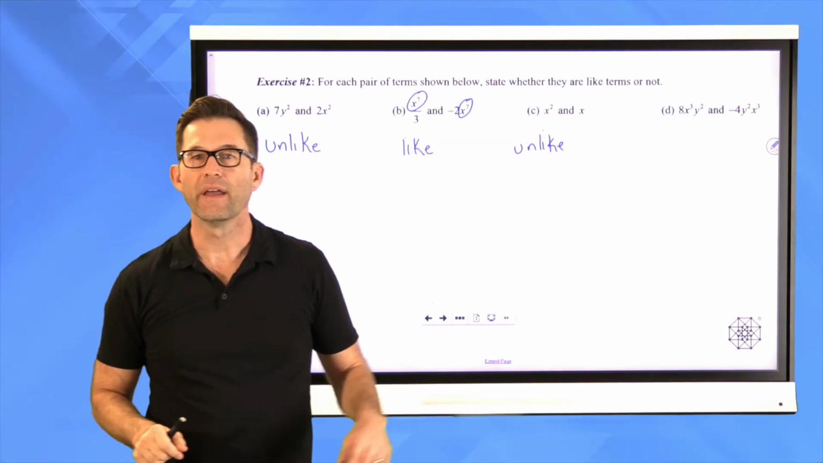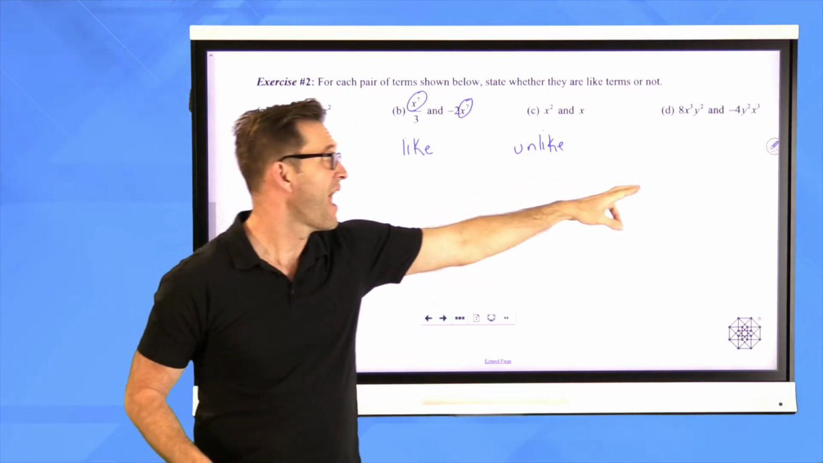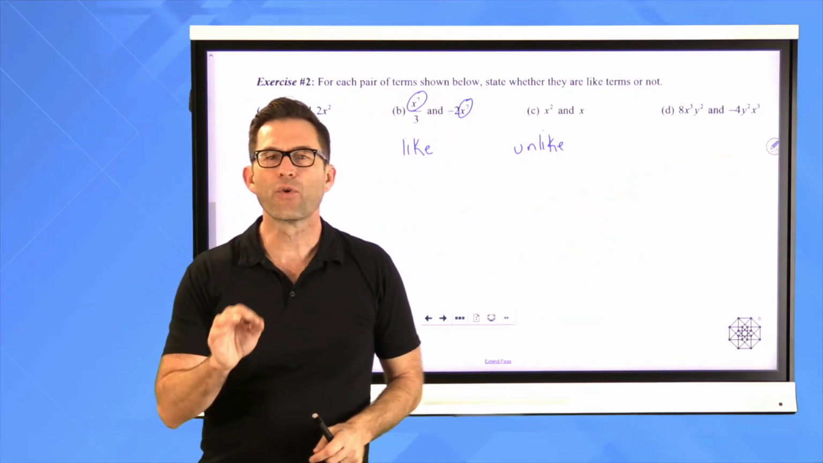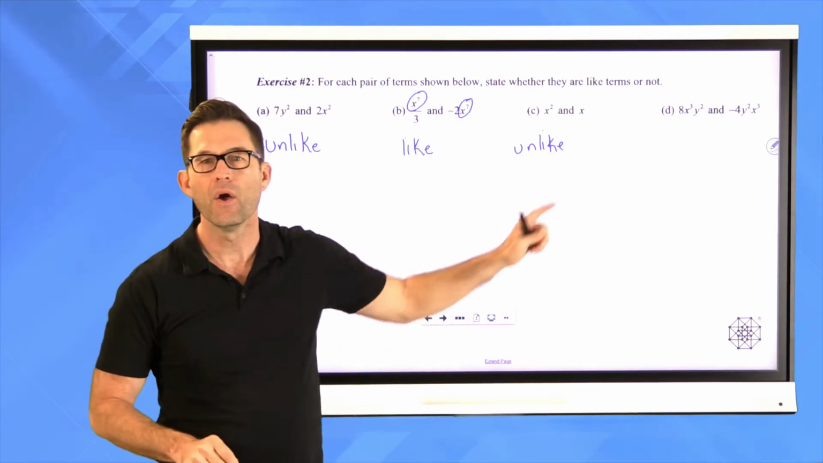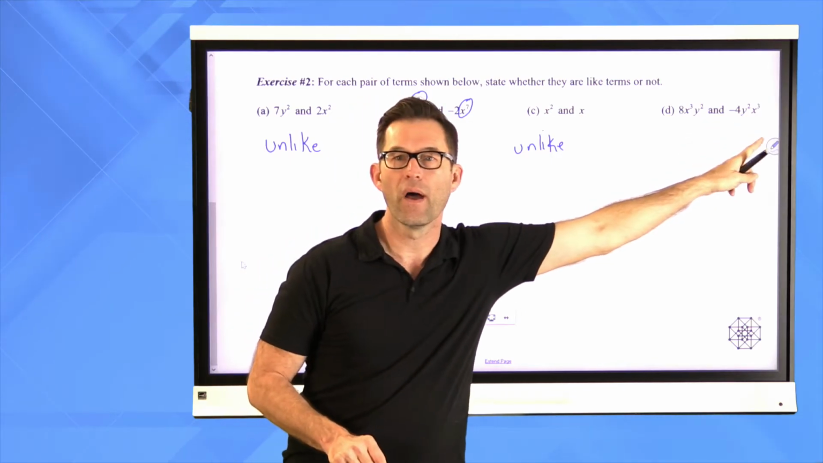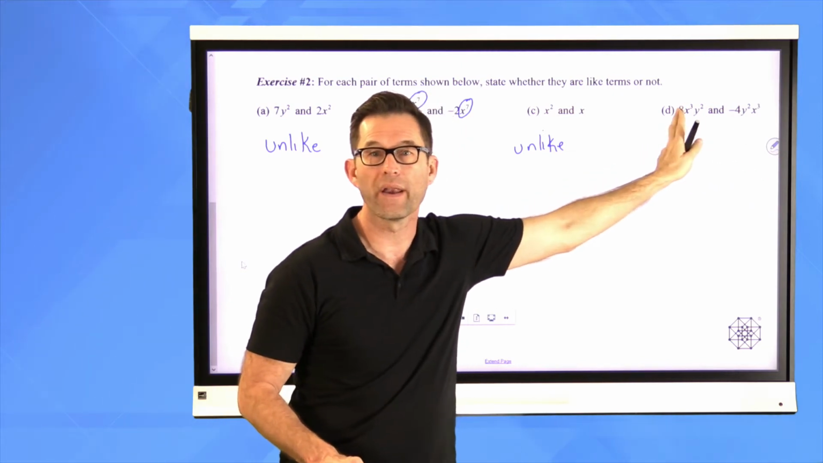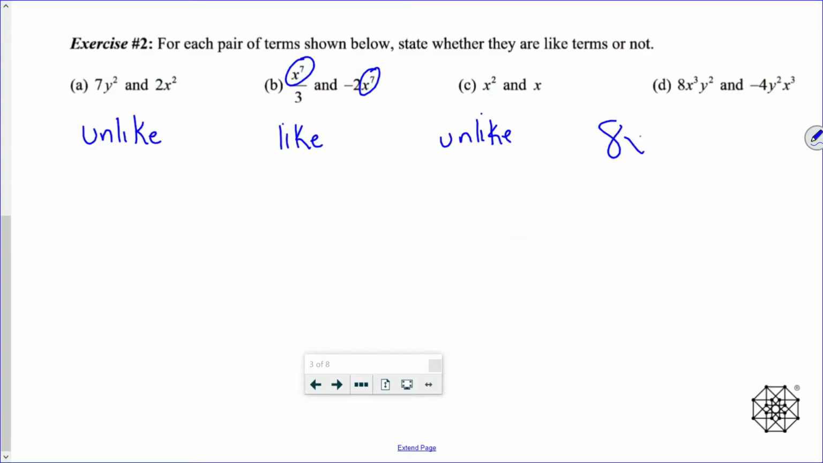And finally, in our last situation, we have 8x cubed times y squared and negative 4y squared times x cubed. Now, when you look at this at first glance, it may seem like these are unlike terms, but if you really hone in on it, we've got the same two variables, x and y, and they're being raised to the same powers. I've got x to the third, y to the second, y to the second. Now, you might say, well, wait a second. In this case, we've got 8x to the third, y to the second, and in this case, we've got negative 4y to the second, x to the third.